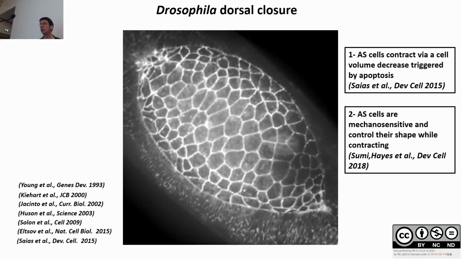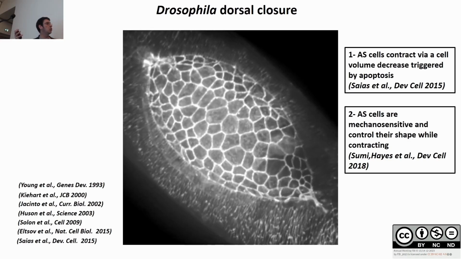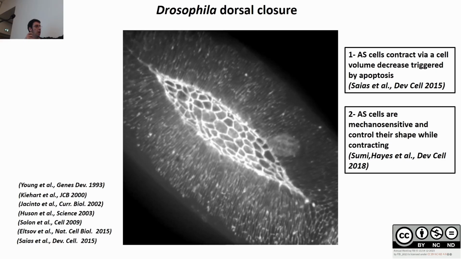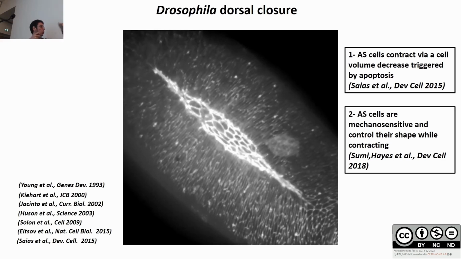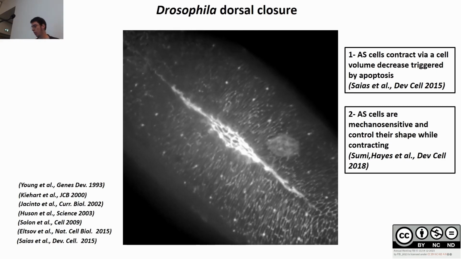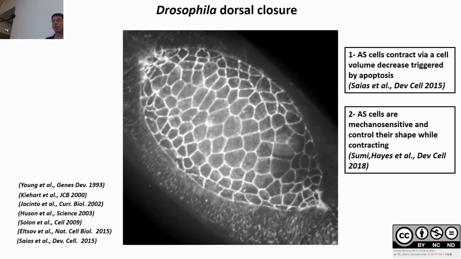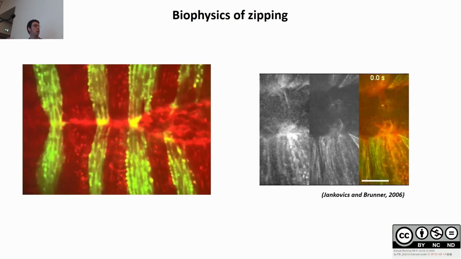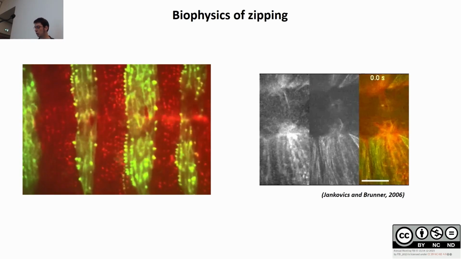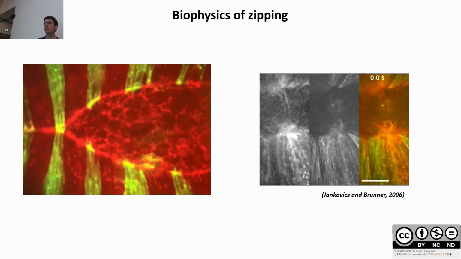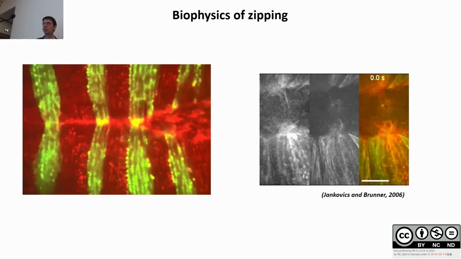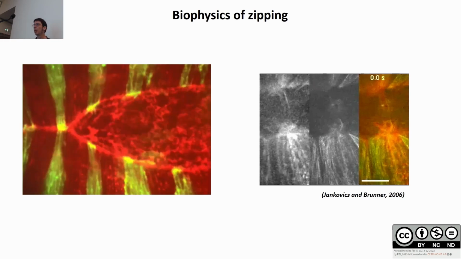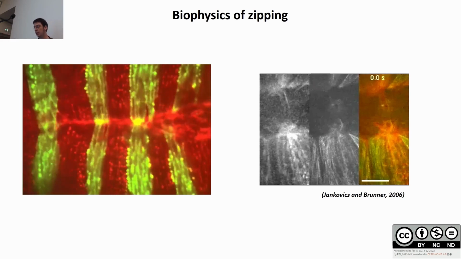Okay, so what I told you is about this tissue. I told you that they shrink in volume and that they are mechanosensitive, and this allows to control the shape of the junction and the length of the junction over time. Okay. Now I will talk about what happens after this tissue contracts, which is the zipping. And this is what happens at the end of the process. You have a progressive zipping of the tissue that allows to assemble the segments of the animal. So what do we know about zipping?